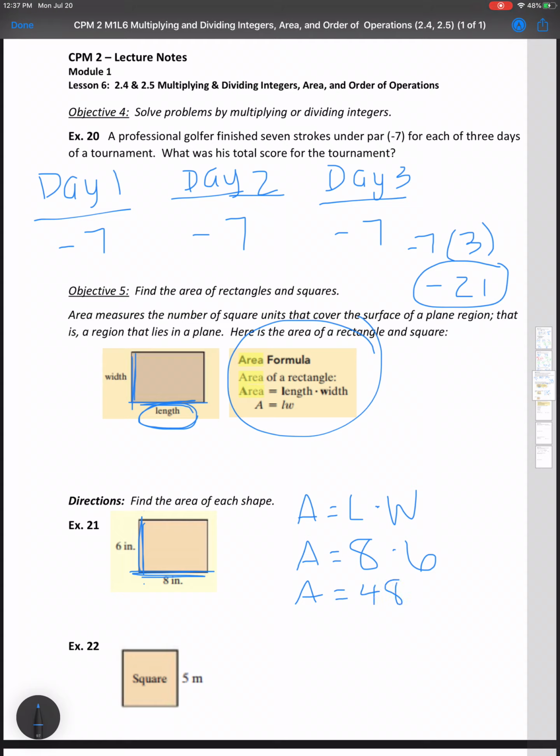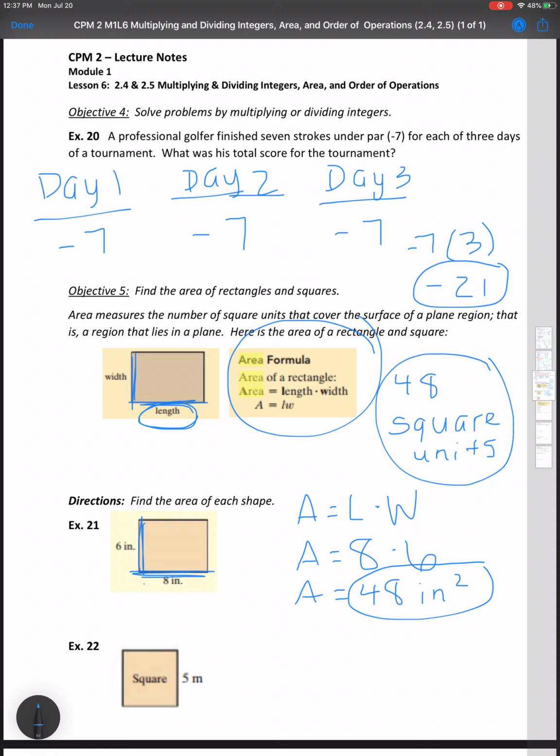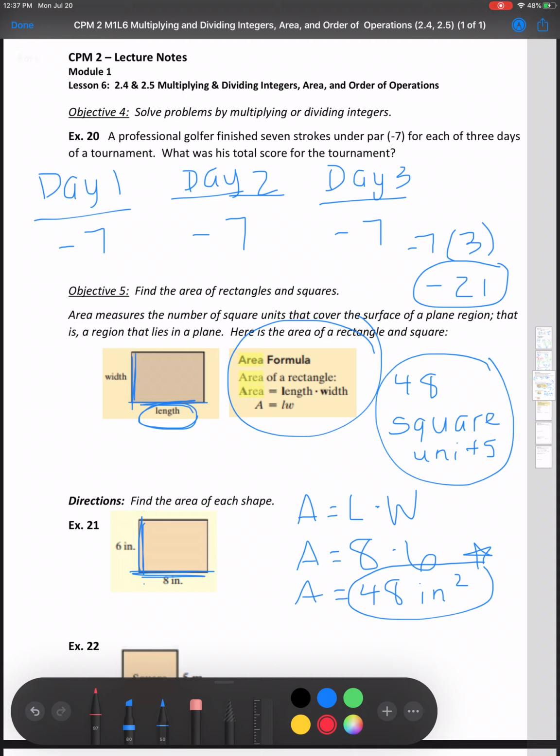48. And whenever we put our units on for area, your units are always squared. So here you can write inches squared. Notice it's my units that are squared, not 48. Or you could have written 48 square units. These mean the same thing. Whether you tell me 48 square units or 48 inches squared, those are the same thing. A lot of times we'll write 48 inches squared just because it's faster to write, right? Okay, either way is fine though.